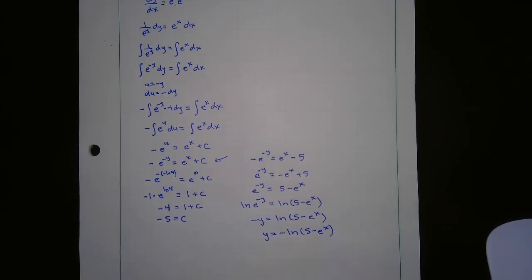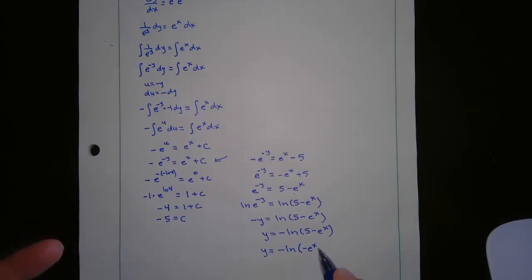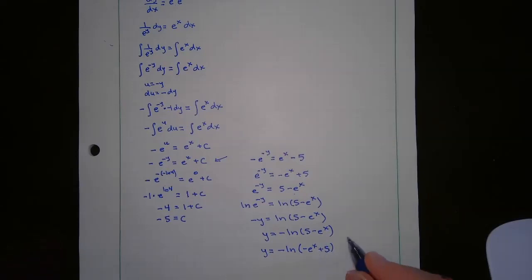Okay, and if you look, it's slightly different, but it's actually choice C, right? So y is equal to negative natural log of negative e to the x plus 5, right? Okay, so I switched it around. You didn't have to. So the correct answer is C. So negative e to the x plus 5, which they have in your answer sheet, is the equivalent answer to this, okay? All right, so the correct answer is C, okay?